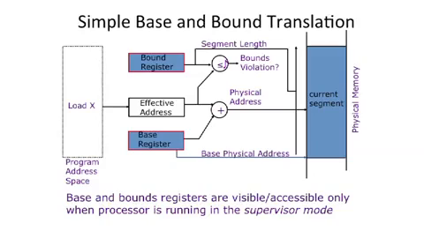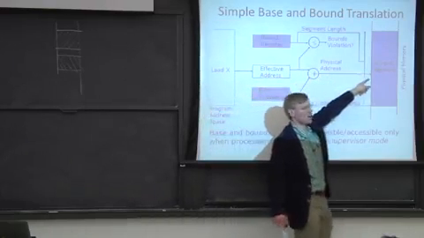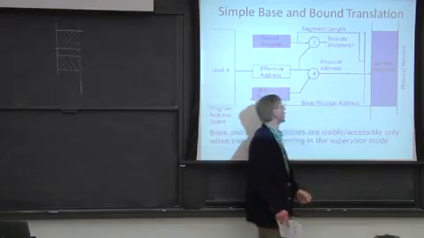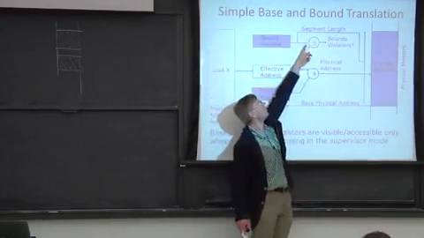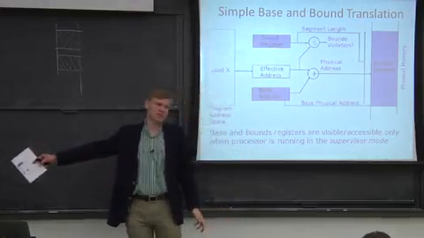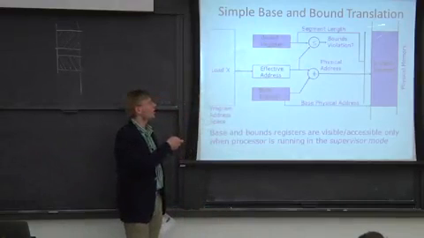So we have a program here, and it's going to generate an untranslated address. That address is going to have some base added to it, and that's going to be the address you actually use to access your caches and your memory. This address is also compared to a bound register. And if it's bigger than the bound, it gets slapped on the hand, or it gets killed. You get some sort of violation.